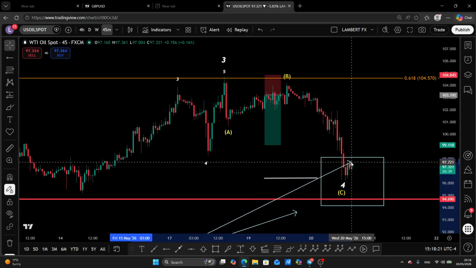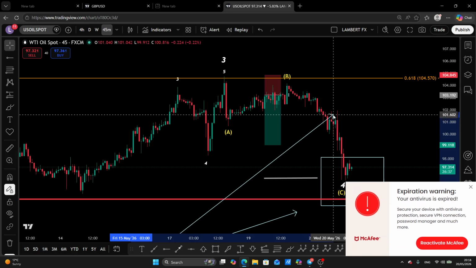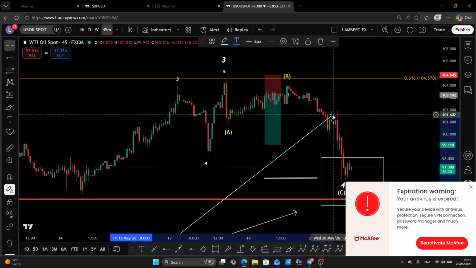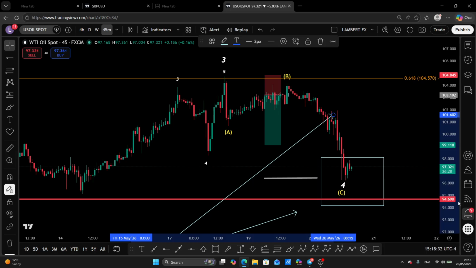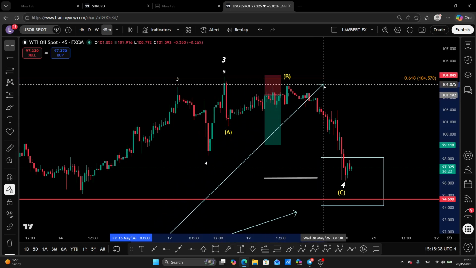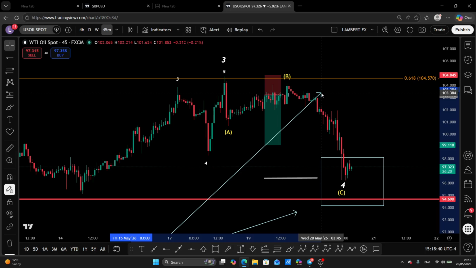But if you get price action here and you want to be kind to the market, you can take your profit anywhere around the 104,570, 105 price area. I would say 105 area. All right, okay, so that's for me.